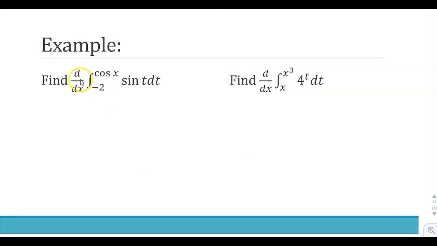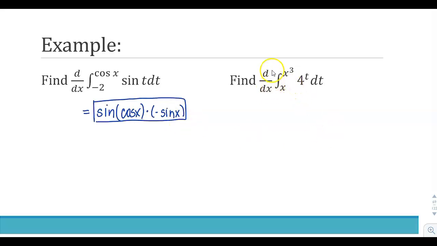And let's go and take a look at a few more. So find the derivative with respect to x of the integral from -2 to cosine x of sine of t dt. So we're going to go ahead and take the upper limit of integration, the function cosine x, and plug it into the dummy variable of the integrand. So we get sine of cosine x, and then we're going to multiply by the derivative of the inside, so cosine x, the upper limit of integration. So the derivative of cosine x is negative sine x. And there's really no simplifying that we can do here.